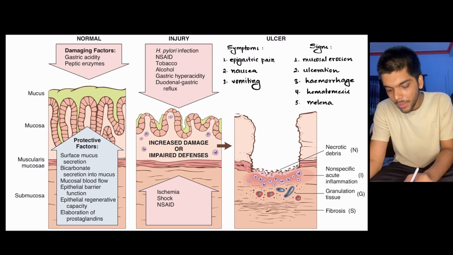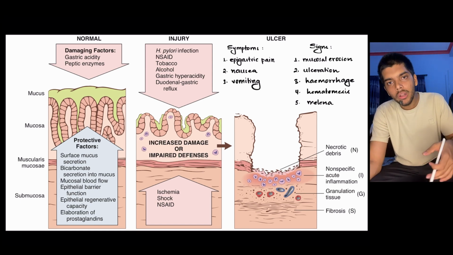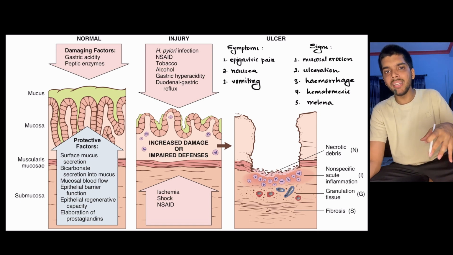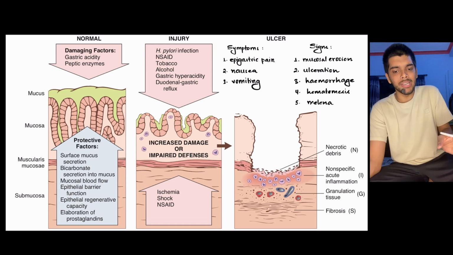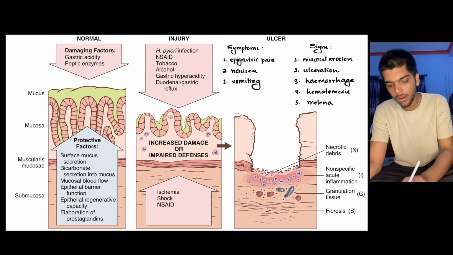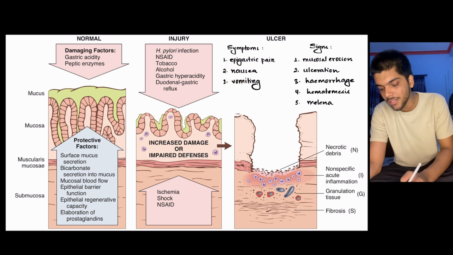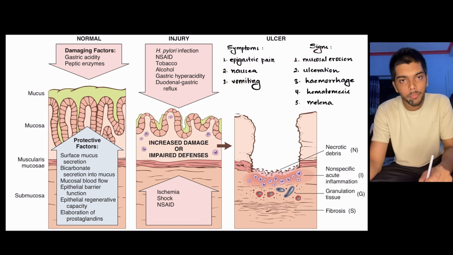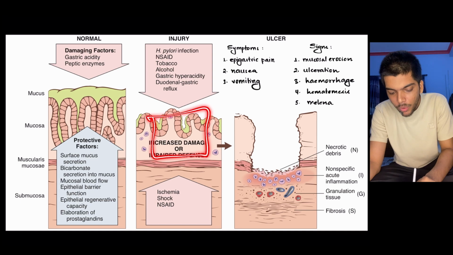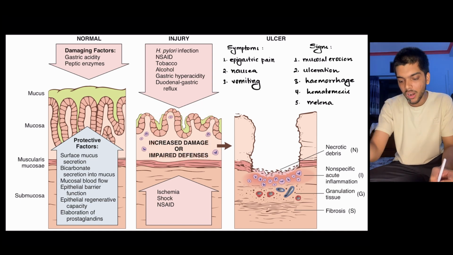What are the signs and symptoms? Since there is damage in the wall of the stomach, obviously pain is going to occur in the area where the stomach is present. So epigastric pain with nausea and vomiting. As for signs, mucosal erosion. Mucosal erosion is where part of the mucosa gets ripped off or sloughed off.